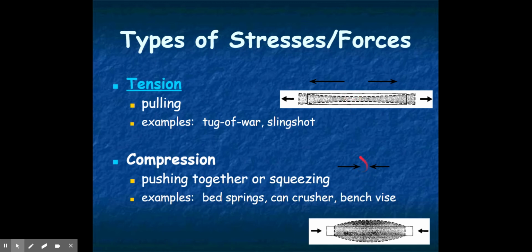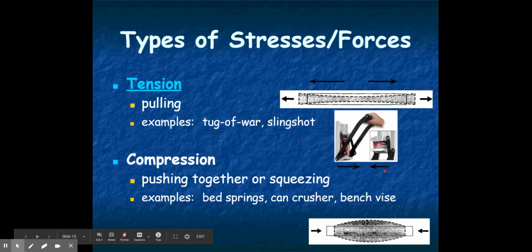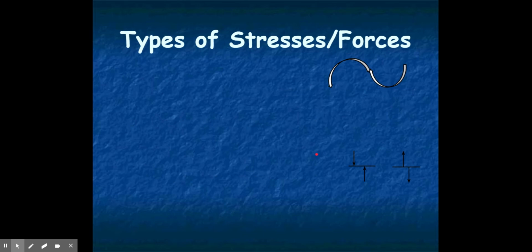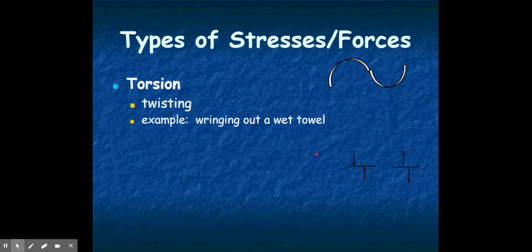Whereas under compression, it is thickening in the middle because you're pushing towards the middle, and it starts to thicken here. Examples of that are bed springs, can crushers. Bench vise is a really good one, as you're squeezing it. So, and that's basically it. I mean, it's a squeezing force, compression, whereas tension is a pulling force. Then we go to torsion, which is a twisting force.